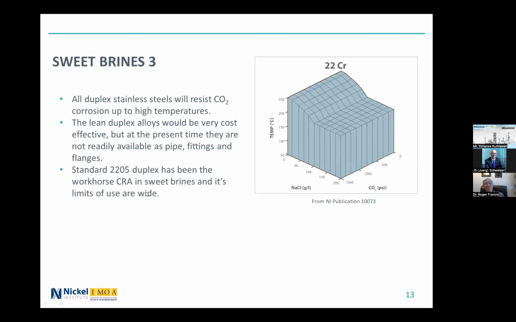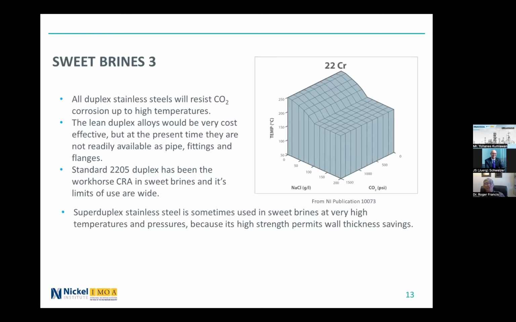So 2205 has been the workhorse CRA in more corrosive brines, sweet brines, and its limits of use, as you can see from this diagram, are very wide. Even at high chloride and high CO2 concentrations, its temperature limit is about 200 degrees centigrade, and it rises as the chloride and the CO2 pressure decrease.